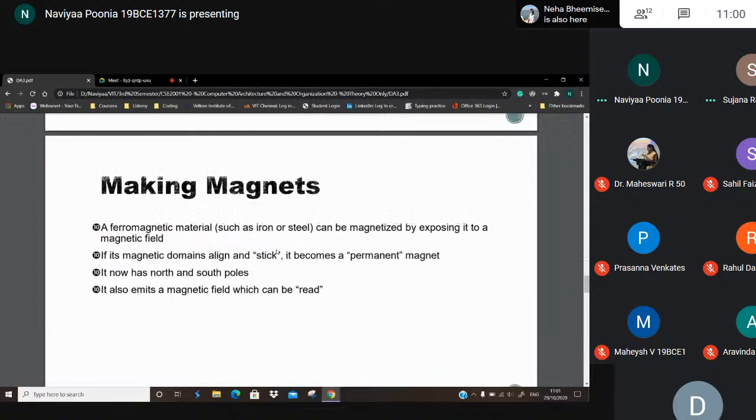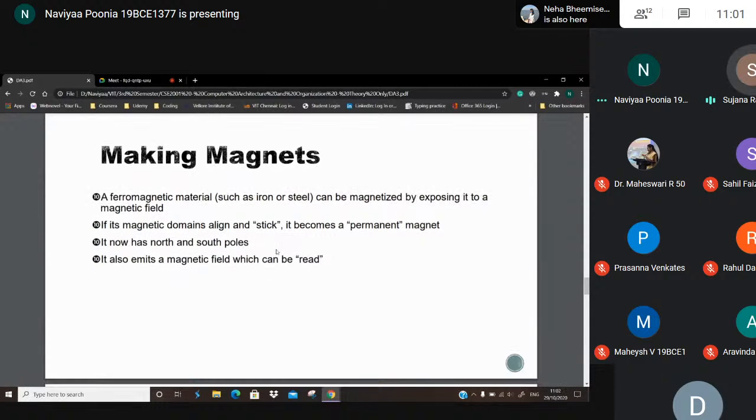Next slide. So the making of the magnets is basically done by a ferromagnetic material which can be magnetized by exposing it to the magnetic field, and this magnetic field is emitted, which can be used for reading of data. And when the magnet moment is aligned, it becomes a permanent magnet divided into two poles, north and south poles, and this helps in accessing, writing and reading data by emitting the field.